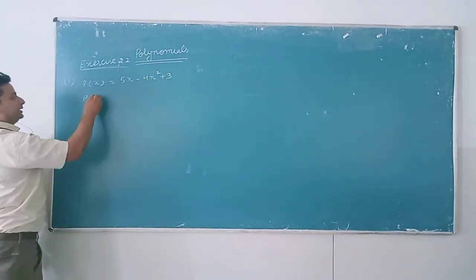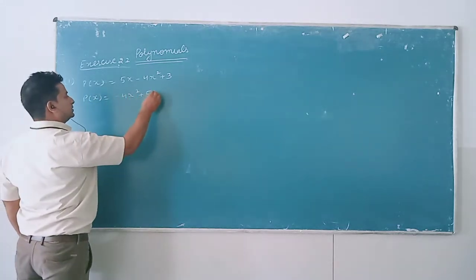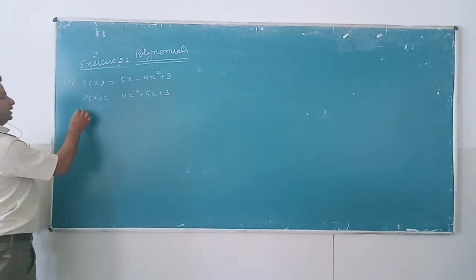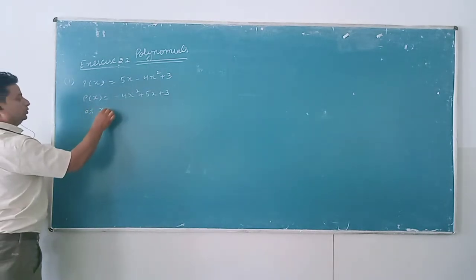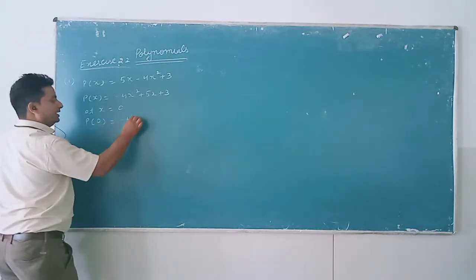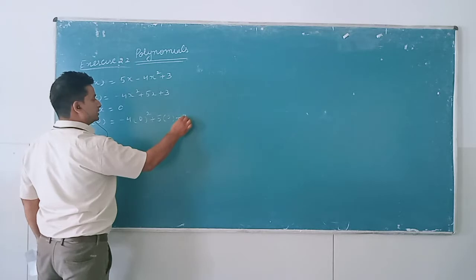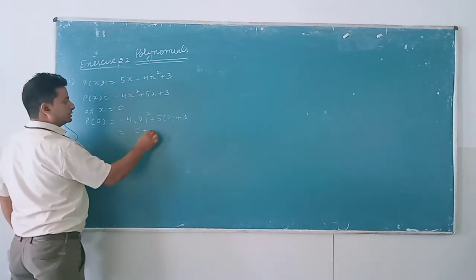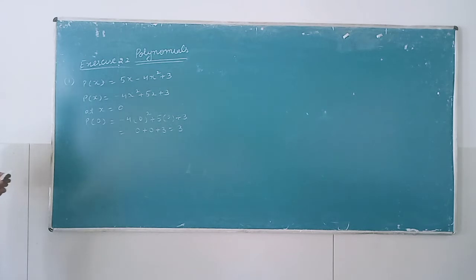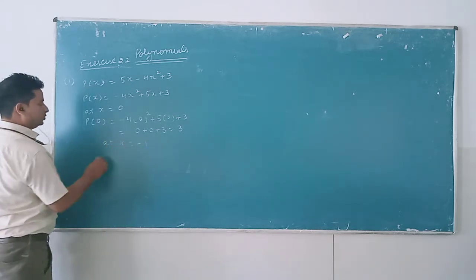We write it in decreasing order, that is -4x² + 5x + 3. First we find the value at x = 0. This means x = 0: -4(0)² + 5(0) + 3 = 0 + 0 + 3 = 3. So the value at x = 0 is 3.